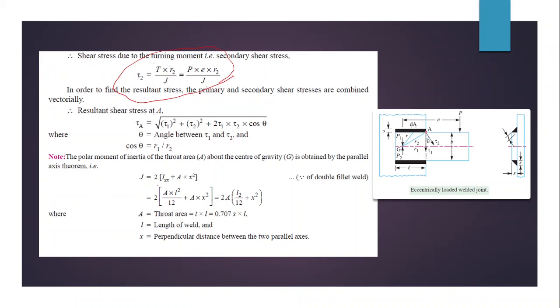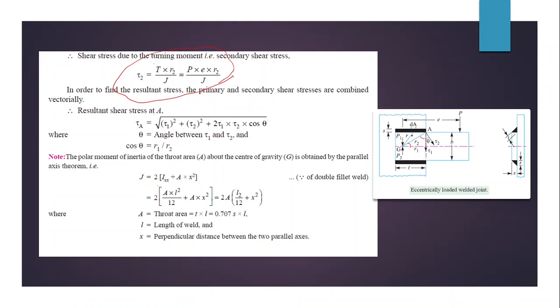Here tau 2 is in the direction perpendicular to R2. Tau 1 is vertically downward, in the direction of P. Direct shear stress is always in the direction of the line of action of the applied external force P. Then theta: if the angle between R2 and tau 2 is 90 degrees, this angle is equal to 90 minus theta, which means this small angle is equal to theta.